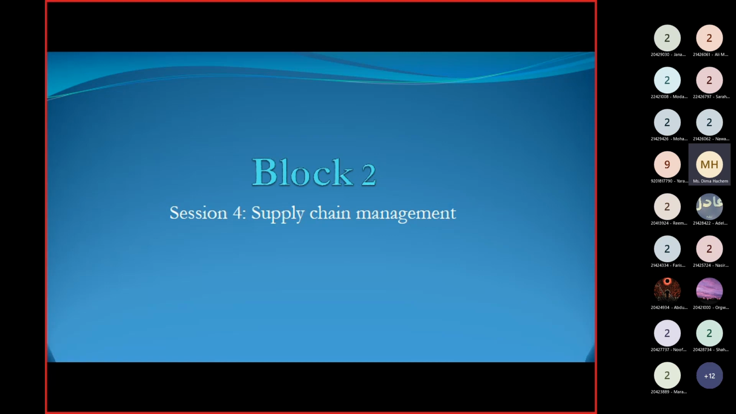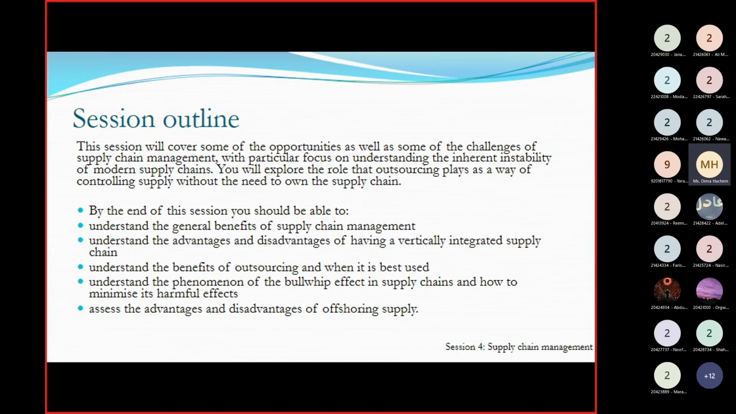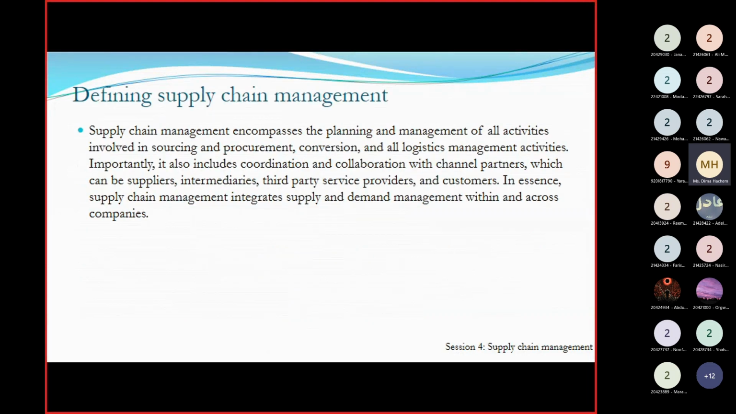Okay, it started as a raw material, it was shipped, just like we talked the other day about the tennis ball, until it reaches the final consumer. So by the end of the session, you should be able to understand the general benefits of supply chain management and also the advantages and disadvantages of vertically integrated supply chain management. We will talk about outsourcing and the phenomenon of the bullwhip effect.